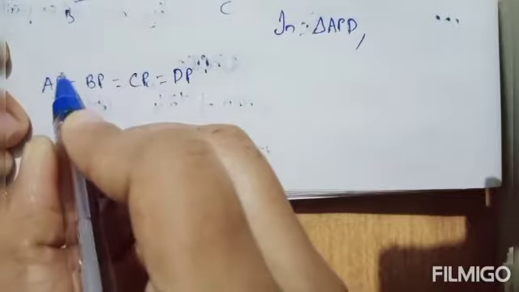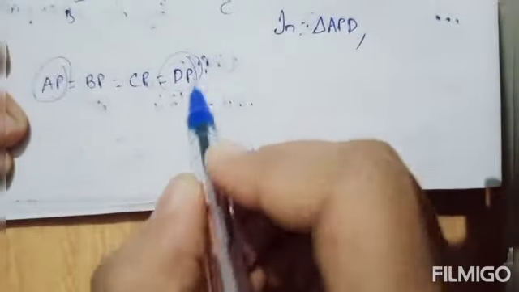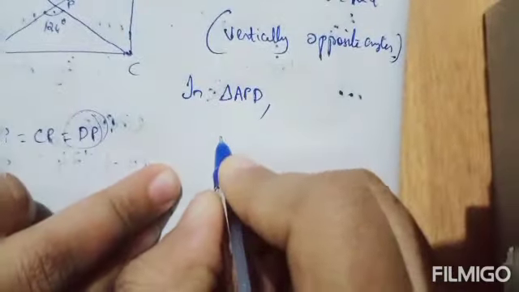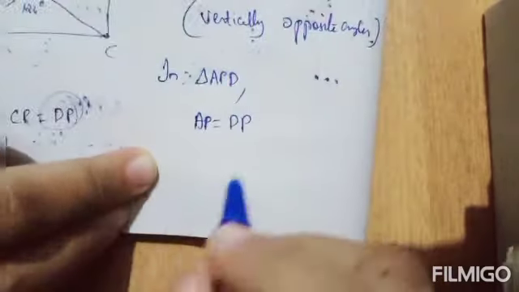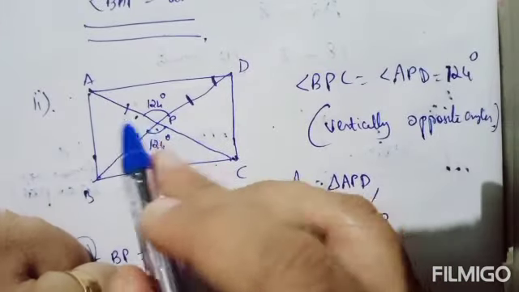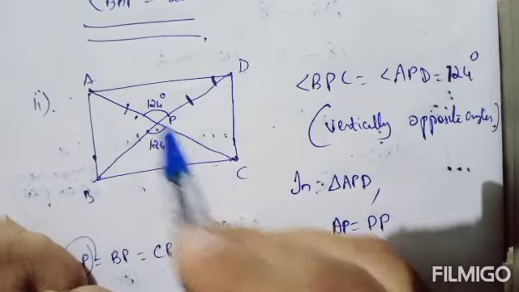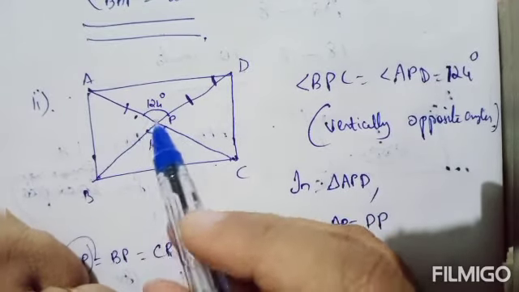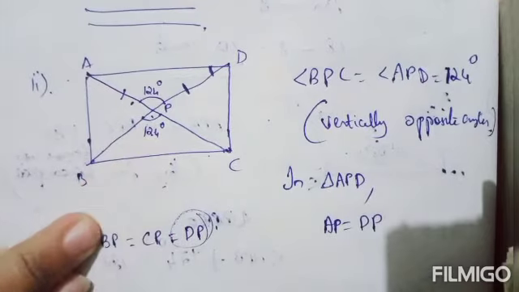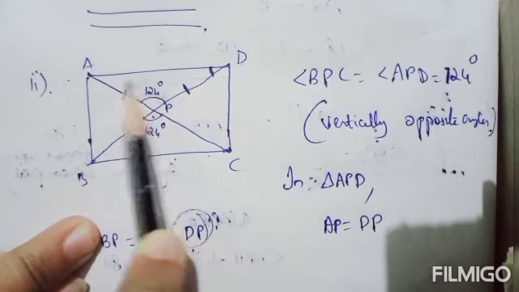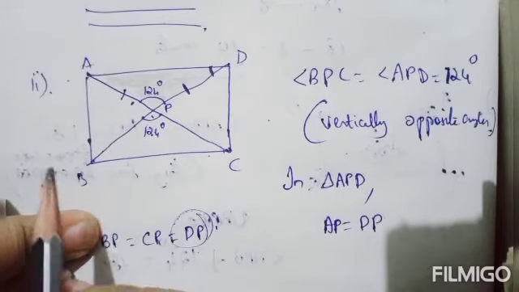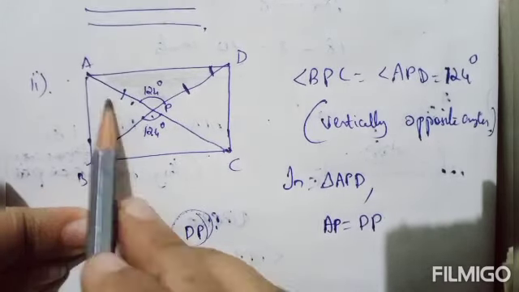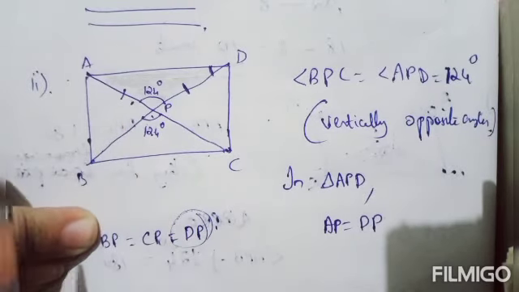Okay, so from that we can take these two sides, AP equal to DP. So in triangle APD, AP equal to DP, since diagonals bisect each other and diagonals are equal. So this triangle APD is an isosceles triangle. If AP equal to PD, then what about the angles opposite to these equal sides?